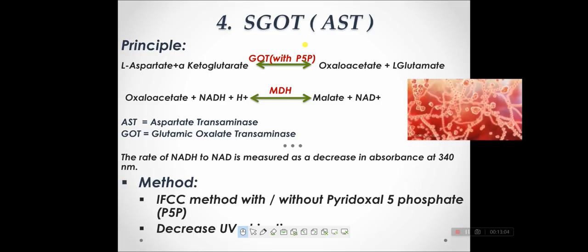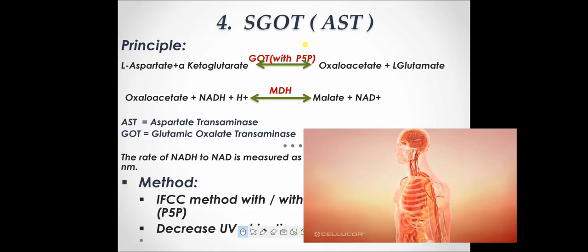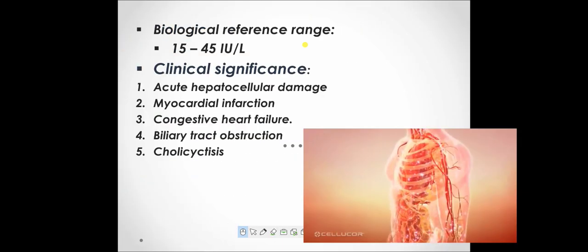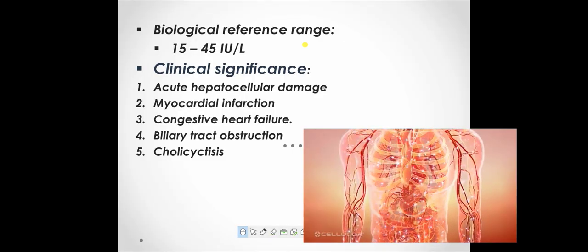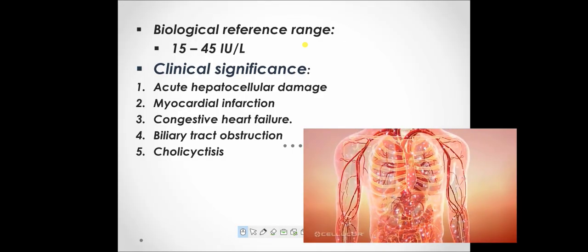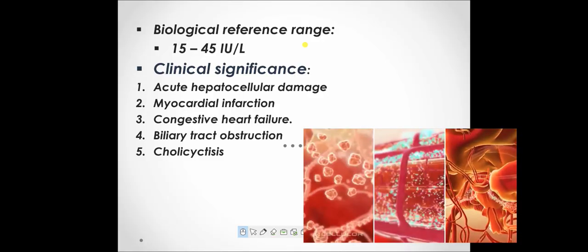The method to perform this test is the IFCC method, with or without pyridoxal 5-phosphate, and the decreased UV method also. Right, the normal range of SGOT is 15 to 45 international units per liter. After any kind of congestive heart failure, there is a rise in the SGOT level due to less blood supply to the liver.